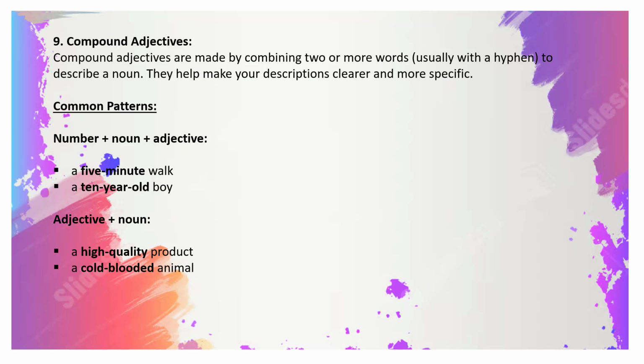For example, the next common pattern is number plus noun plus adjective. A 5-minute walk. 5-minute is basically a compound adjective. A 10-year-old boy. 10-year-old is also a compound adjective. The next pattern is adjective plus noun. High-quality product. Cold-blooded animal. So the words that are joined with a hyphen are compound adjectives.